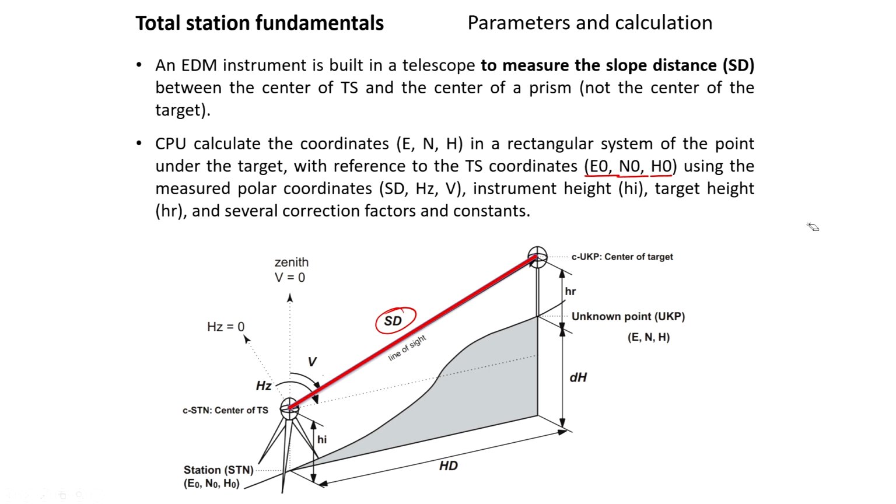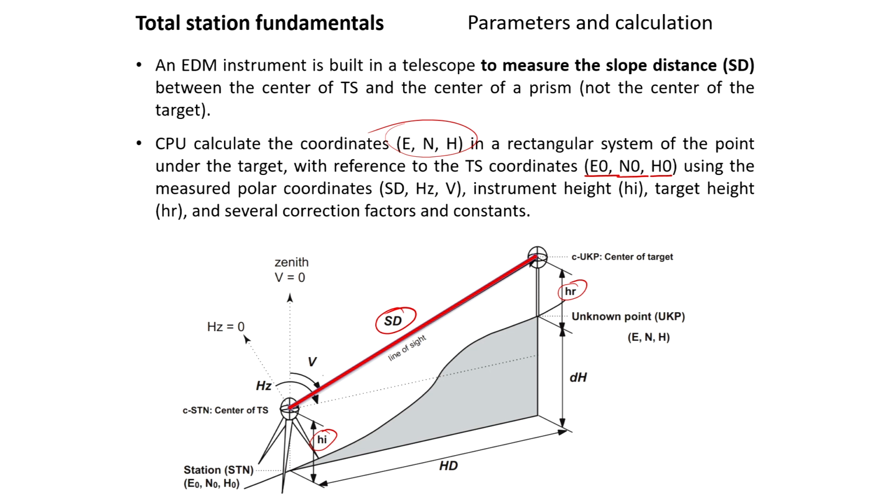So, let us look at this again: the CPU calculates the coordinates, that is east, north and H. H is your height, in a rectangular system, of a point under the target with reference to the TS coordinates, using the measured polar coordinates, that is your SD, HZ and V. And the instrument height HI and target height HR, and several correction factors and constants are used to obtain the actual easting and northing.